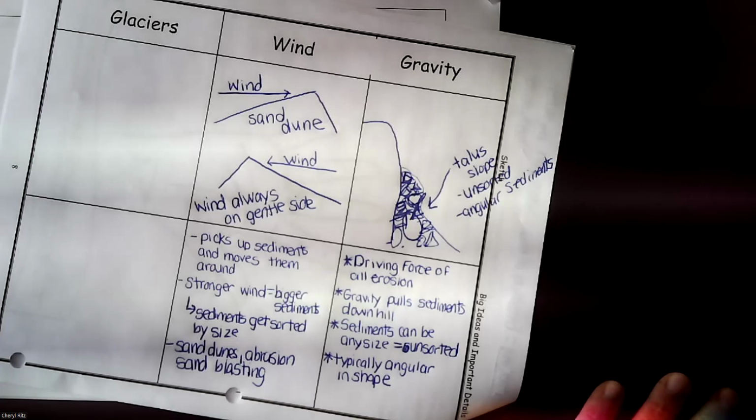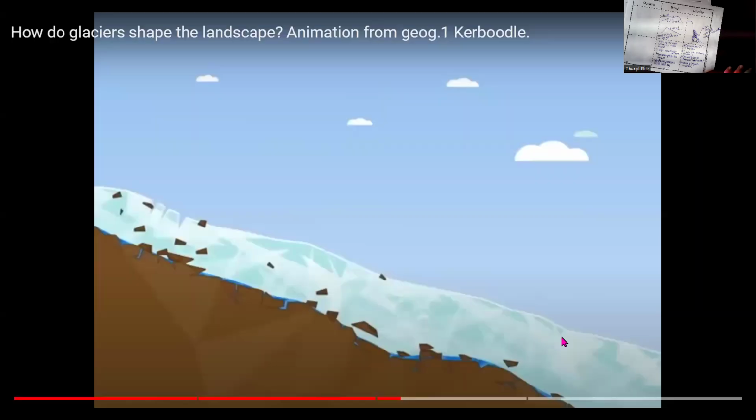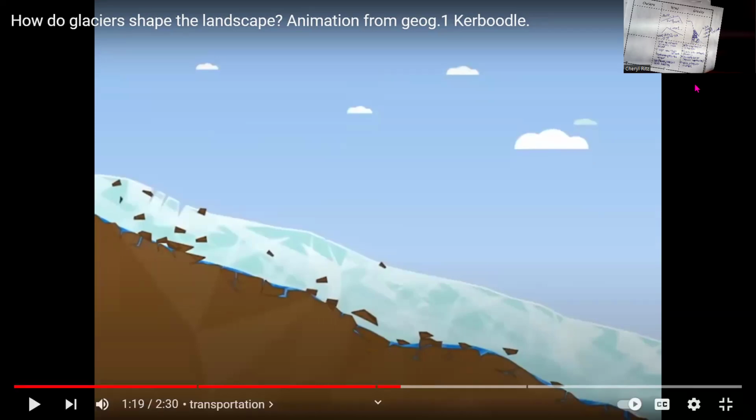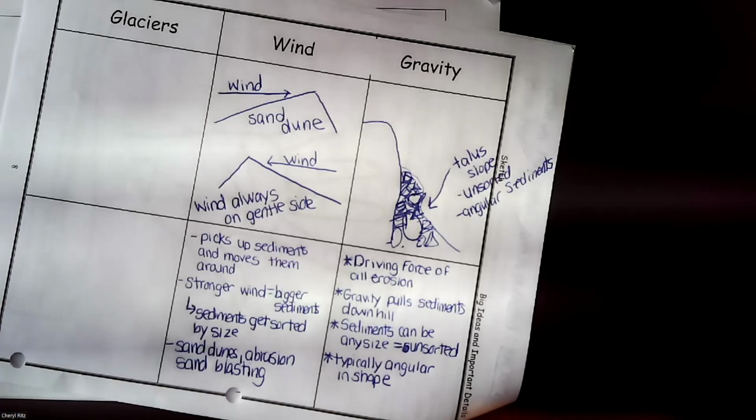So remember this picture in the movie. See all these rocks in the bottom of the glacier? When this glacier slides down the hill, those rocks are going to act like the rocks in the sponge, and they're going to scratch the ground underneath it. That creates these really deep scratches. Yeah, really deep.